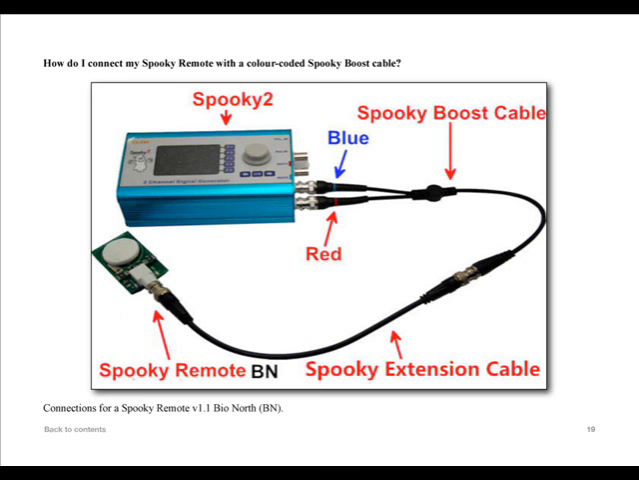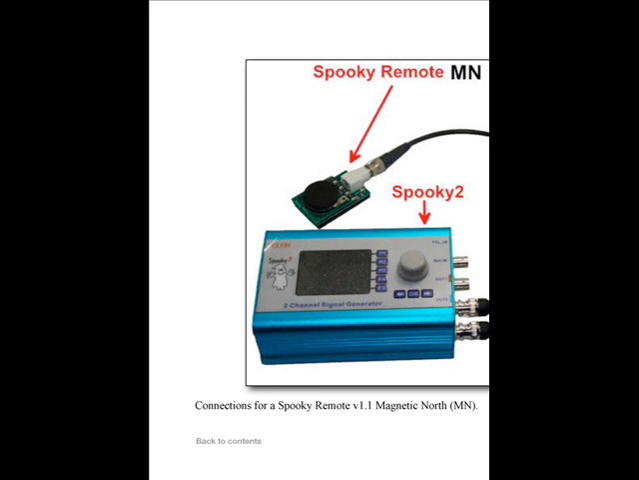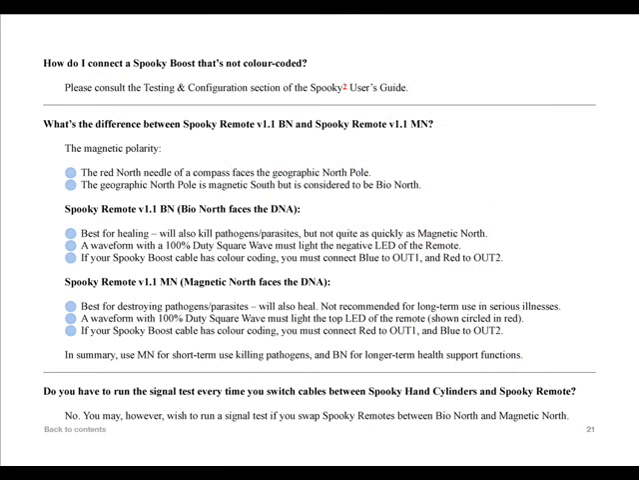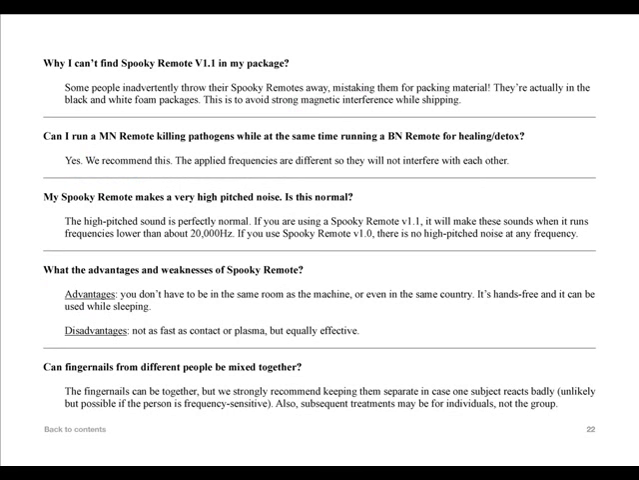How do I connect my Spooky Remote with a color-coded Spooky Boost cable? Spooky2 Spooky Boost Cable, Blue, Spooky Remote BN, Spooky Extension Cable. Connections for a Spooky Remote VL1 Bio North BN. Back to contents 19. Connections for a Spooky Remote VL1 Magnetic North MN. Back to contents. Spooky Remote MN, Spooky Extension Cable, Blue Spooky Boost Cable. 20. How do I connect a Spooky Boost that's not color-coded?